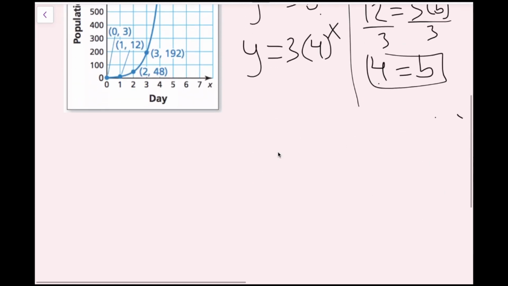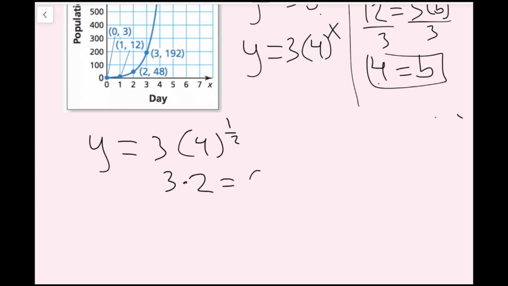Okay, so this is going to be y equals 3 times 4 to the 1/2 power. But if you remember, the 1/2 power is the square root. Okay, so the square root of 4 is going to be 2. It's going to be 3 times 2, which is equal to 6. So we have 6 bacteria after half of a day or after 12 hours.